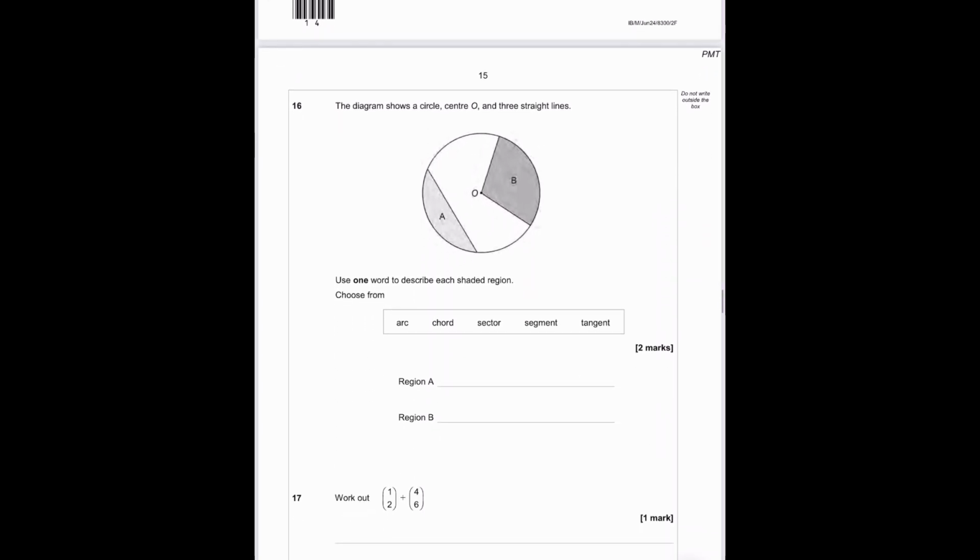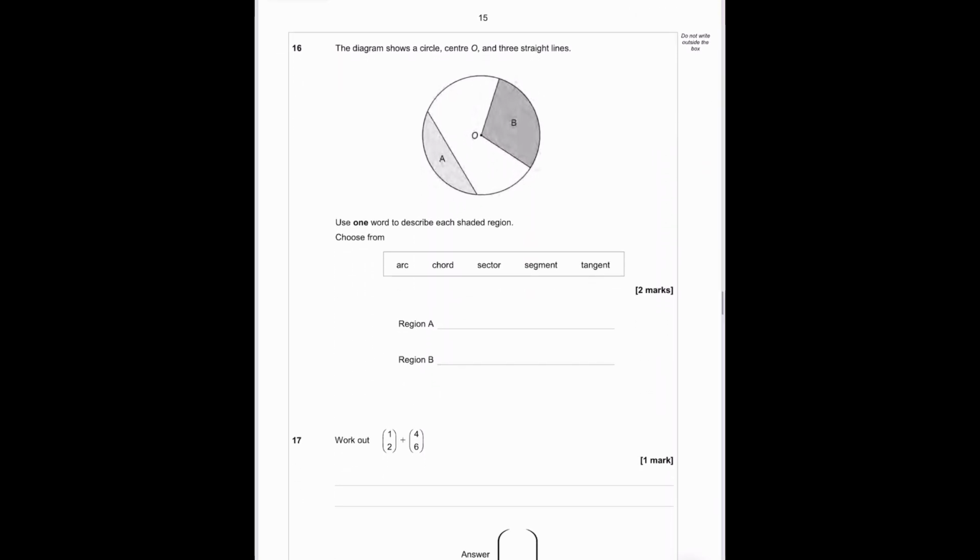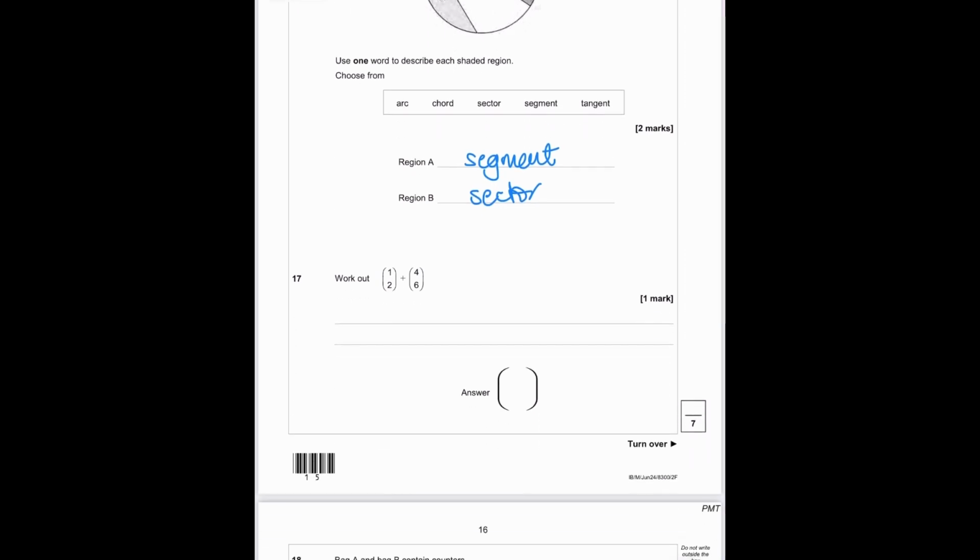The diagram shows a circle and 3 straight lines. Use one word from each to describe each shaded region. So region A is the segment, and region B is the sector. Work out 2 vectors. 1 add 4 is 5, and 2 add 6 is 8.